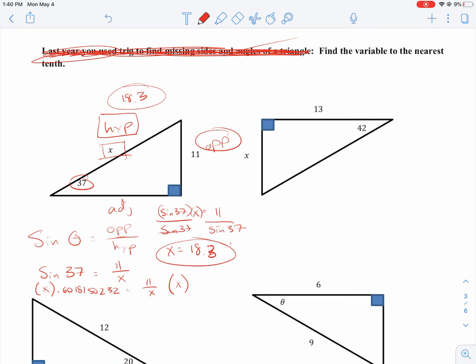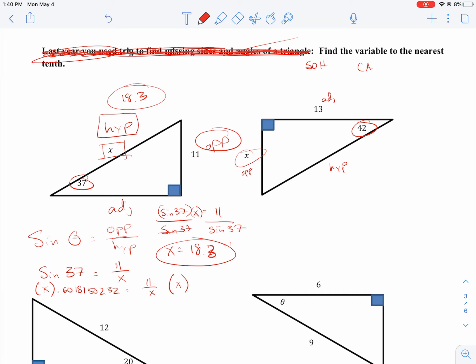So let's go over to the next one. So here's our angle measure. So this is our opposite. This is our adjacent. And here's our hypotenuse. And we want to find this one right here. So we got to think back to which one of our functions. Let me write this up top here.